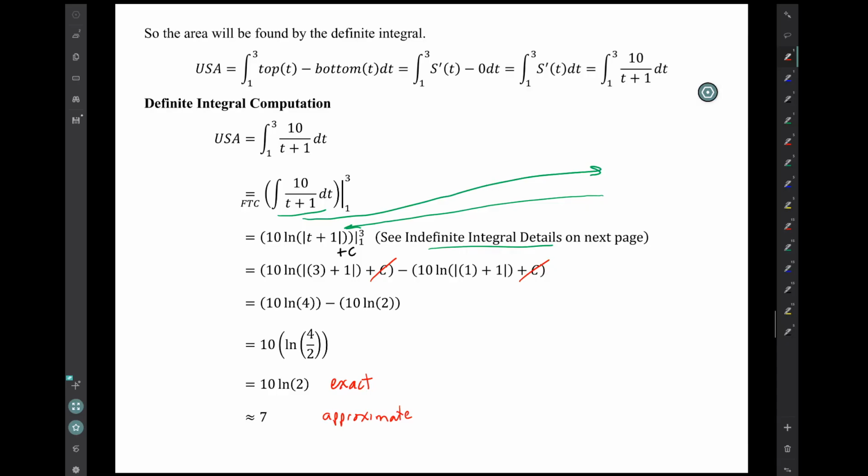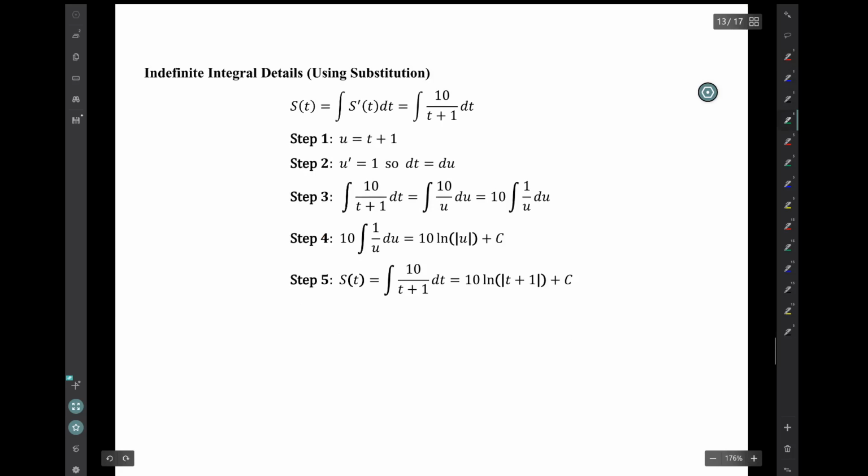Now let's look at the indefinite integral details on the next page. We're integrating capital S prime, which is this integrand, 10 over t plus 1, so we have to use substitution. We let u be the inner function, which is t plus 1. Circle that in green. Now then, u prime will be the number 1, so that means that dt will equal du. That's the equation dt equals 1 over u prime du. That's done in step 2 of the substitution method.